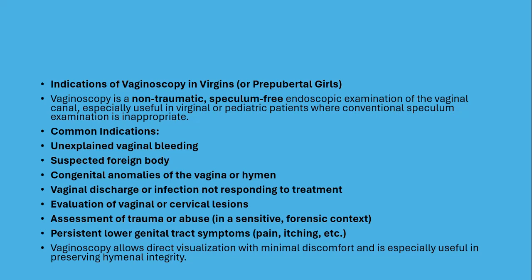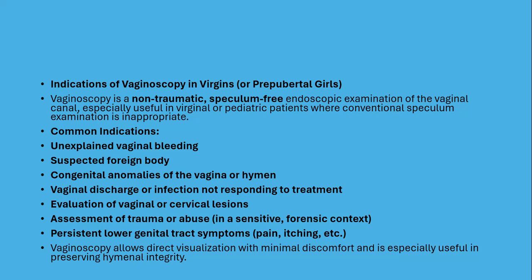Indications of vaginoscopy in virgins or prepubertal girls. Vaginoscopy is a non-traumatic, speculum-free endoscopic examination of the vaginal canal, especially useful in virginal or pediatric patients where conventional speculum examination is inappropriate. Common indications.